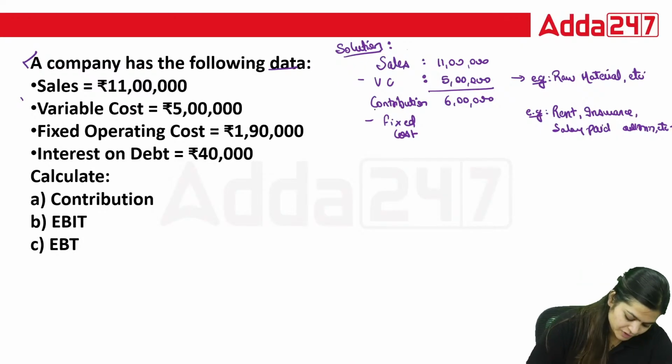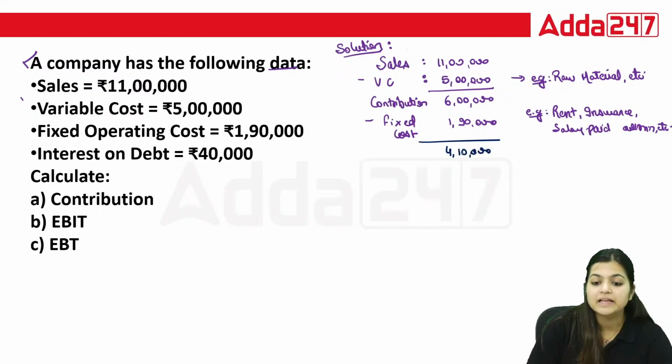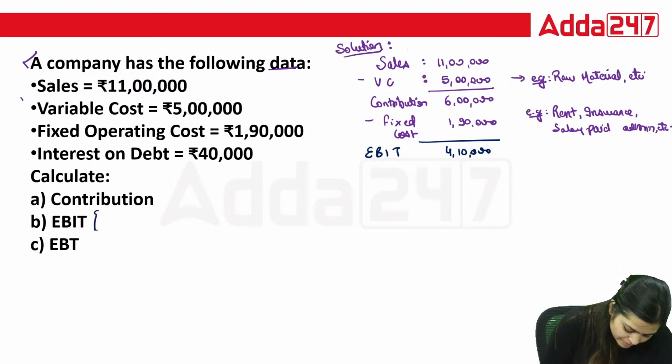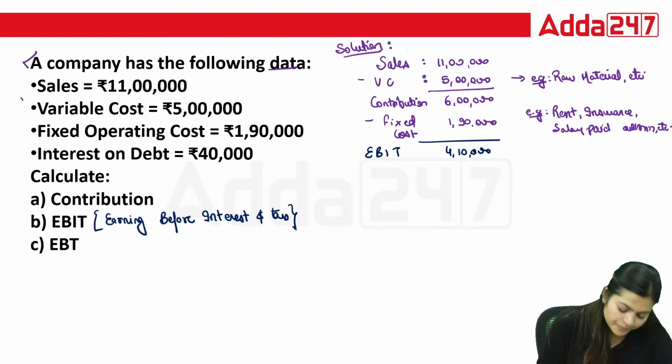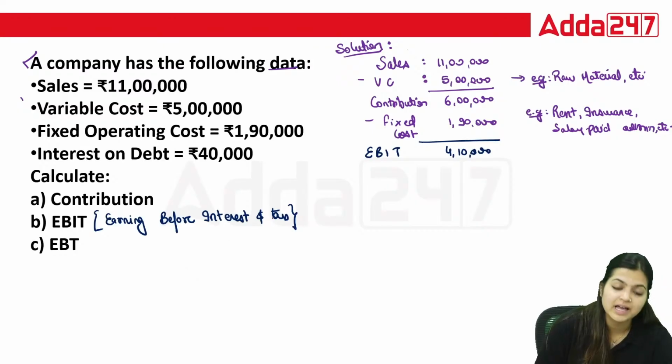So here the fixed operating cost that is given is 1,90,000. As soon as you subtract 1,90,000, that is 6 lakh minus 1,90,000, this is your 4,10,000. Yes, 4,10,000 is your EBIT. See, EBIT means what? Earning before interest and tax amount.